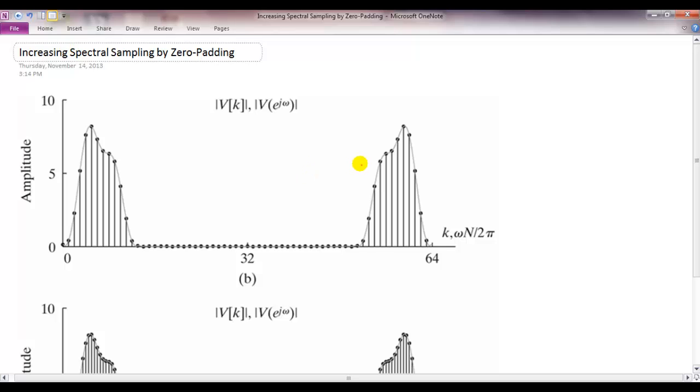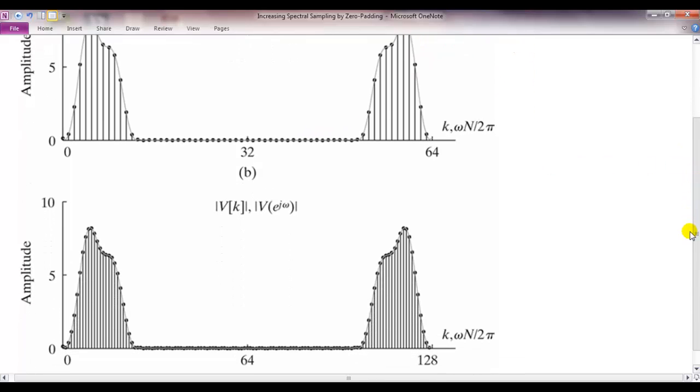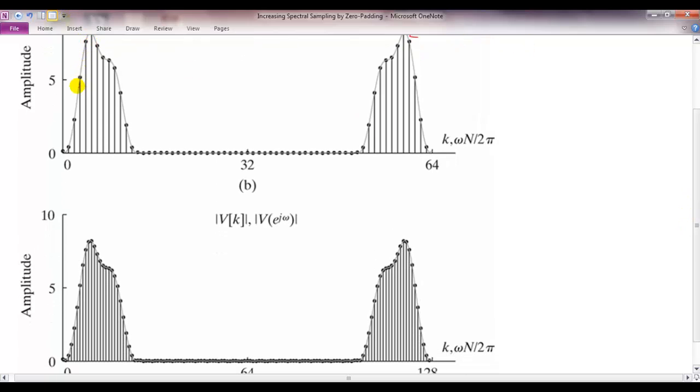Here is another example of the same fact where you had a signal which was windowed using a Kaiser window. After windowing, this outer envelope is your absolute value of V of e to the j omega. Okay, the length of the window is fixed now. You're not changing the length of the window. Okay. But you can still ask, what is the effect of taking more samples of the DFT? And the effect is that you are going to compute now more samples of the outer envelope.